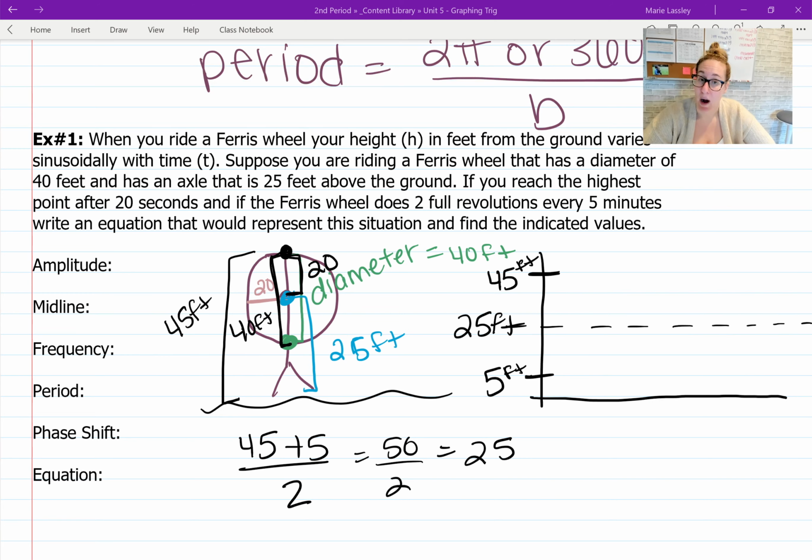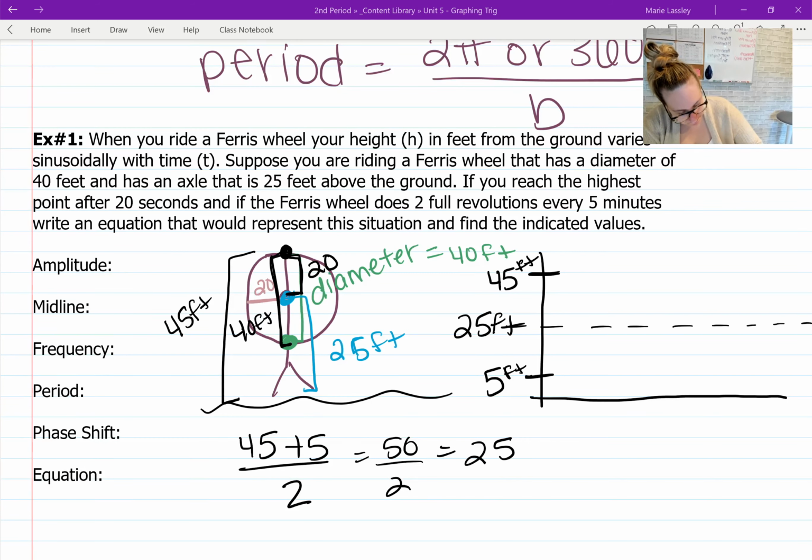Cool. So I've set up my y-axis. Now I need to set up my x-axis. Let's see what else the problem gives me. I used the first line to figure out my y values, my height. Next it says, if you reach the highest point after 20 seconds, and if the Ferris wheel does 2 full revolutions every 5 minutes, write an equation that would represent this situation, and find the indicated values.